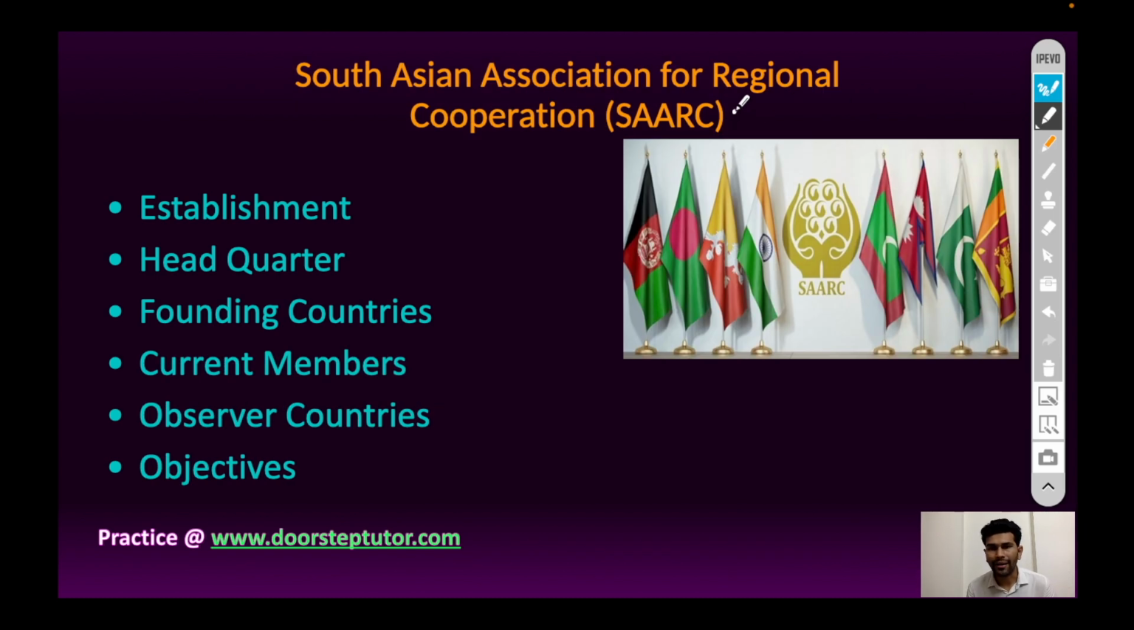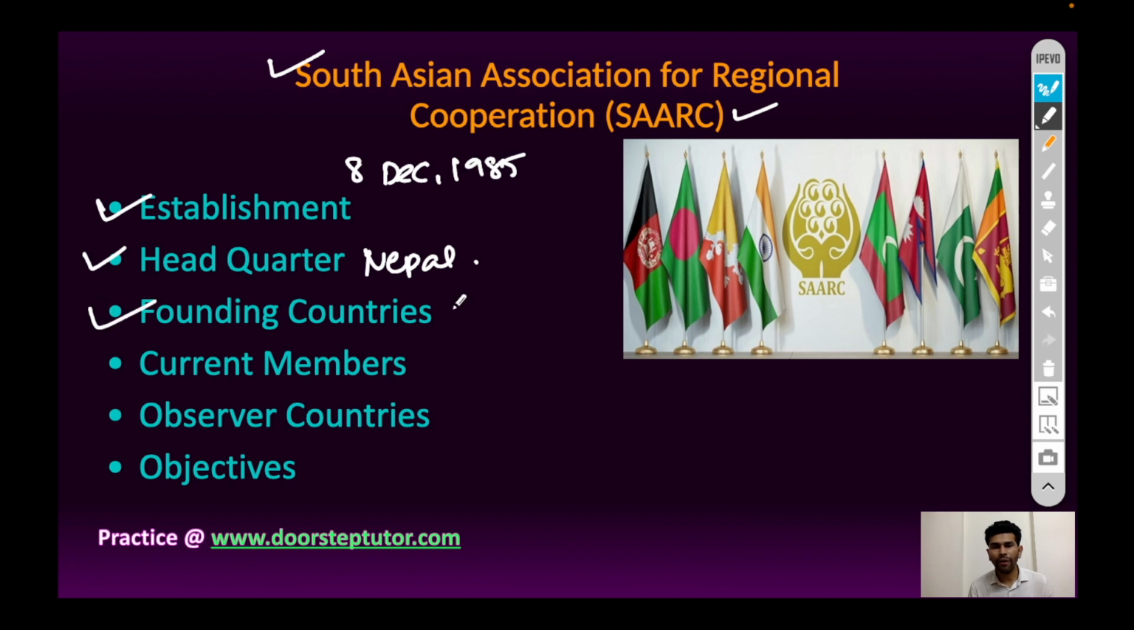Next is SAARC, South Asian Association for Regional Cooperation. It was established on 8th December 1985 in Dhaka, the city of Bangladesh. The headquarters is in Kathmandu, Nepal. There are 7 founding countries: India, Pakistan, Sri Lanka, Nepal, Bhutan, Bangladesh, and Maldives. Currently, total 8 countries are there.